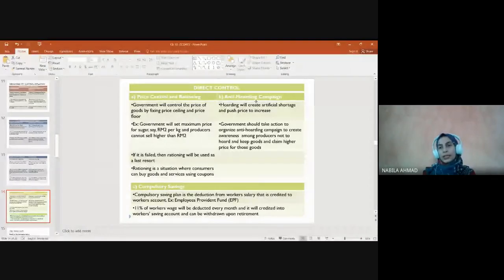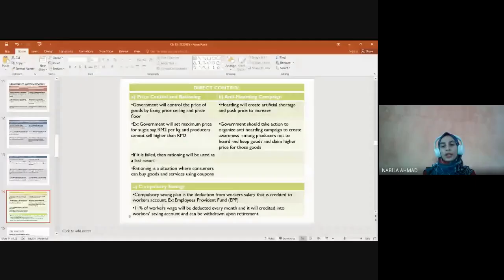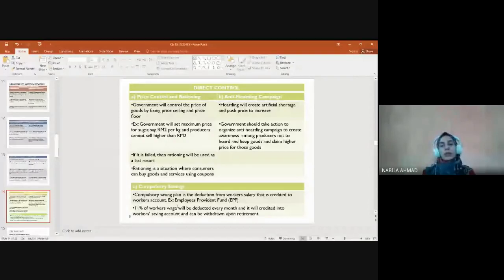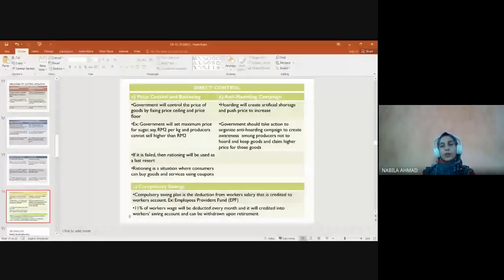And compulsory saving. Compulsory saving ni macam EPF Employees Provident Fund, KWSP. So 11% of workers' wages will be deducted every month and credited into the workers' saving account. So salah satu cara EPF ni lah, EPF ni kurangkan kuasa membeli kan. Dan juga untuk pension nantilah kan, untuk masa akan datang. Macam sekarang ni berlaku pandemik, orang dah tak bekerja, jadi tak ada duit. So duit EPF ni mereka boleh keluarkan untuk diorang punya spending sekarang ni. Okay, right?